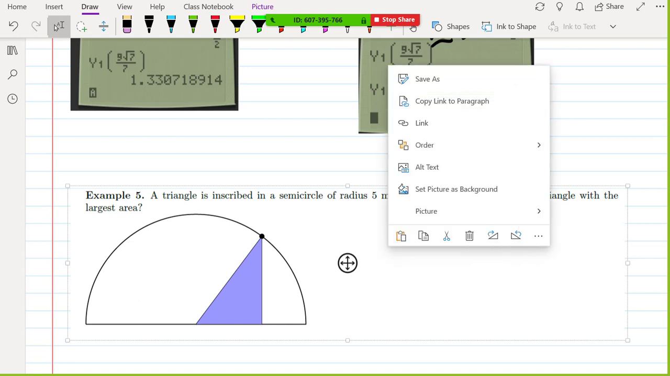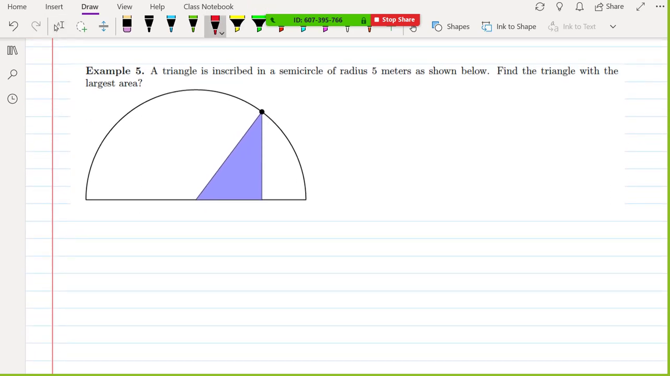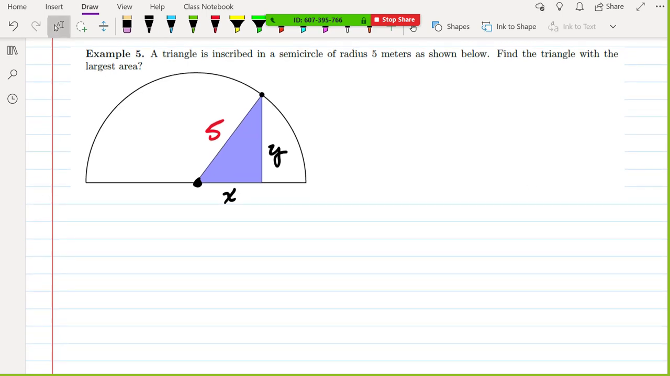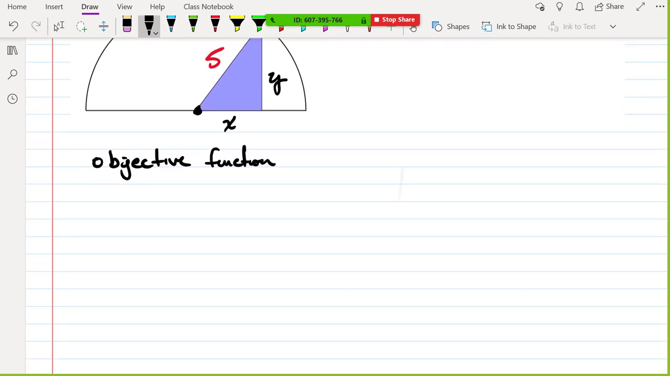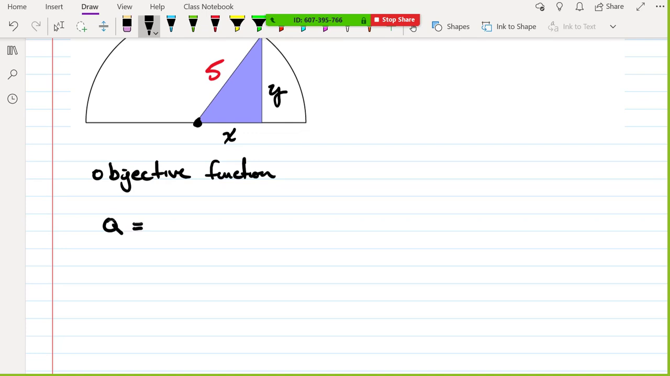So we label our triangle here. We know that the radius is going to be 5. And then if we put the origin here, then we can call this x and we call this y. So then our objective function is going to be the area of that triangle. So we have our Q, and the area formula for a triangle is 1/2 its base times its height. So in this case, it's going to be 1/2 x times y.